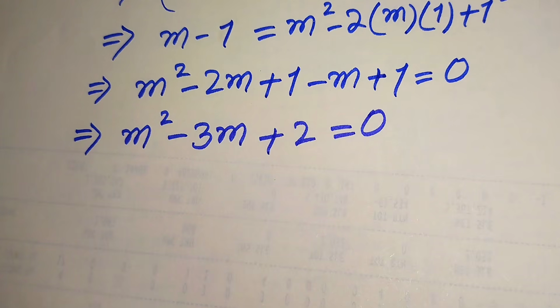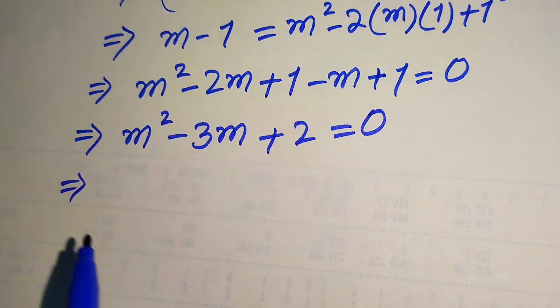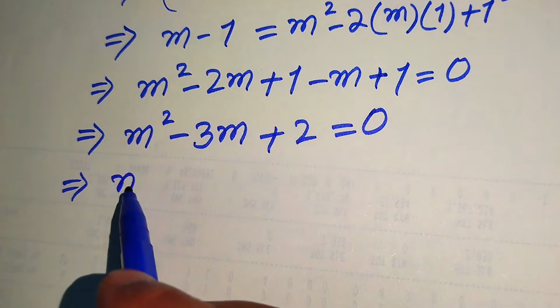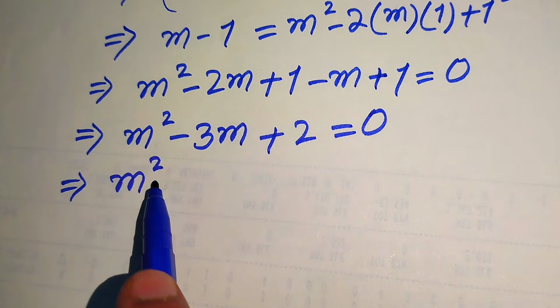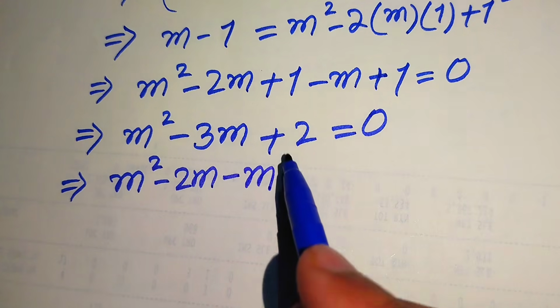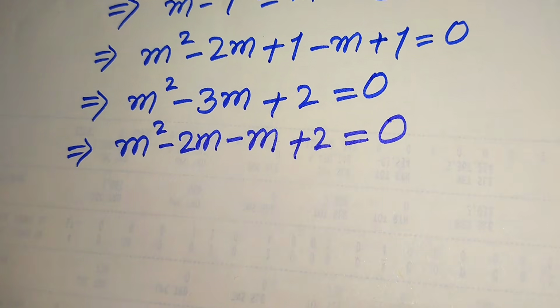So this equation becomes quadratic in the variable m, so here we use the quadratic formula to solve this quadratic equation, or in other words we make the factors of this equation by using the factorization technique. So for this, we break the middle term. This is minus 3m, we write it as minus 2m minus m, and this is plus 2, and this whole equation equals 0.